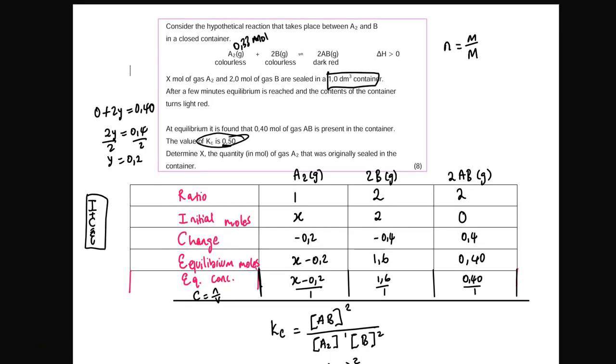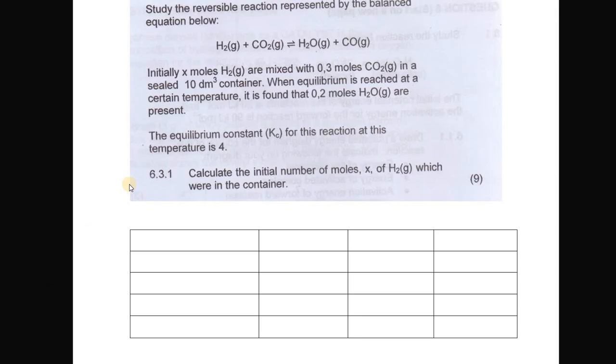Okay, perfect. It says that initially X moles of hydrogen gas are mixed with 0.3 moles of carbon dioxide, which means this one we know initially. Now we know the volume also. When equilibrium is reached at a certain temperature, it is found that 0.2 moles of H2O are present. So we are given the equilibrium information about H2O.